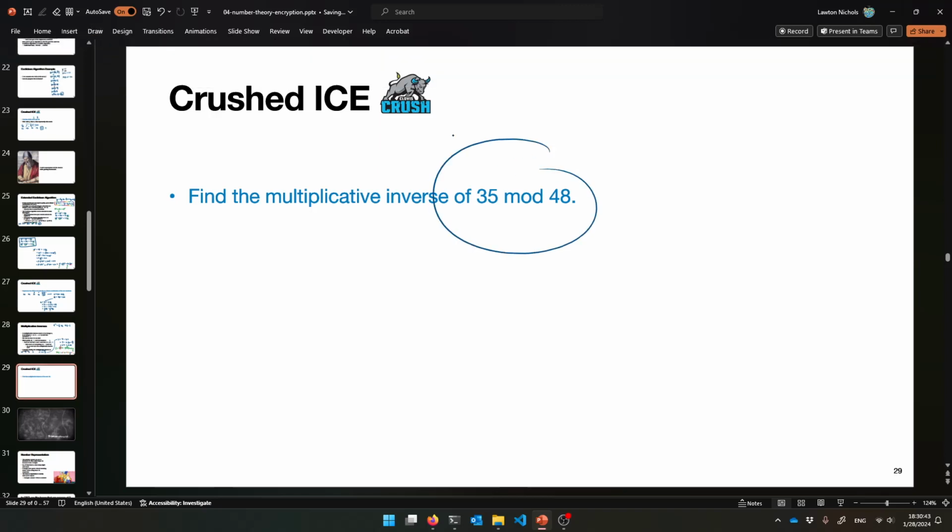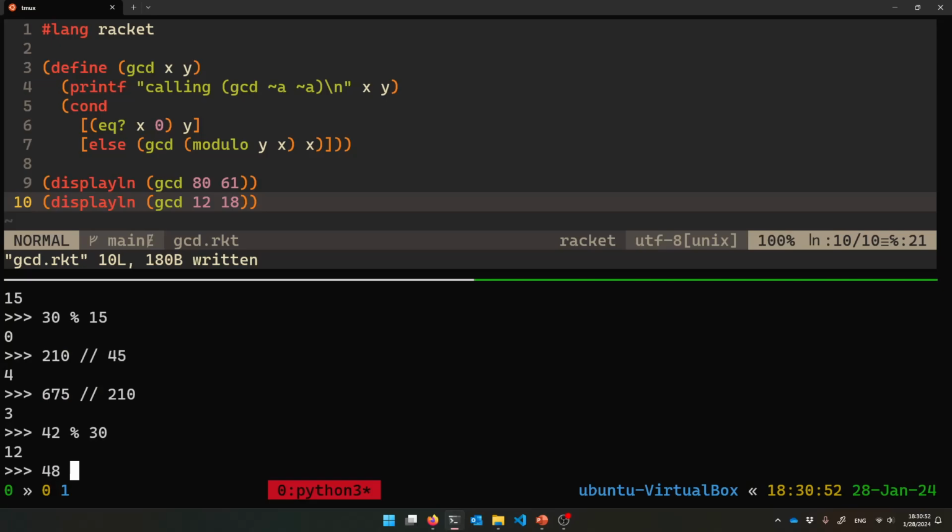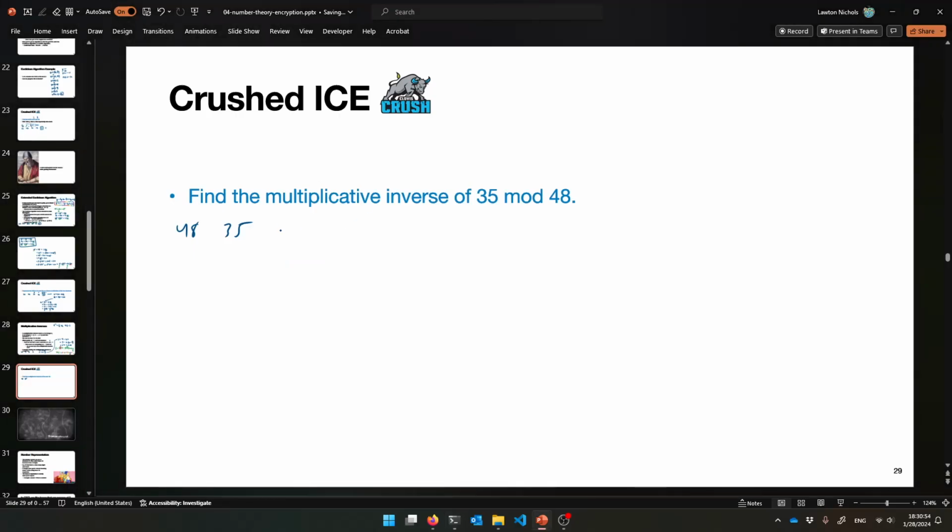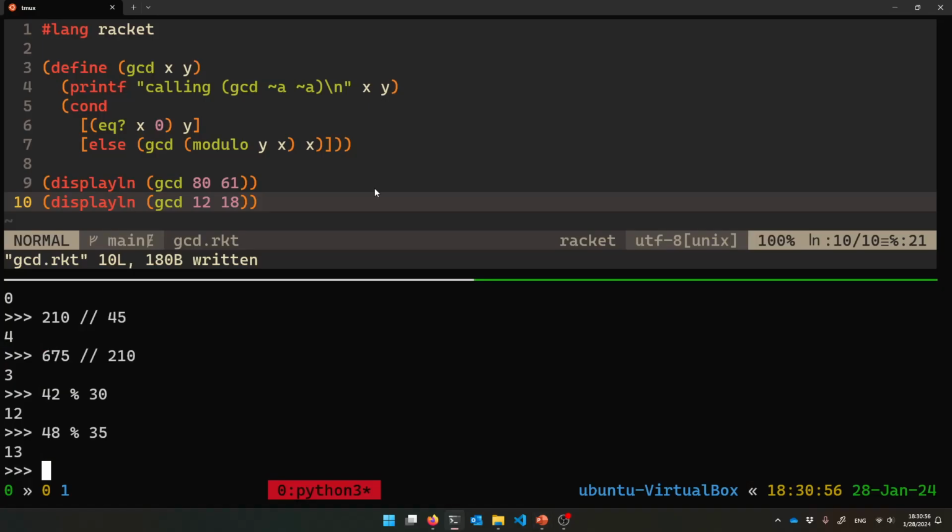Multiplicative inverse of 35 mod 48. I'm going to do the GCD on both of these, and they better give me 1. Let's do the GCD of 35 and 48, so I'll write these out. What's 48 mod 35? I got 13 left over. What's 35 mod 13?